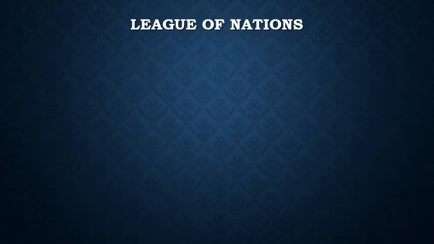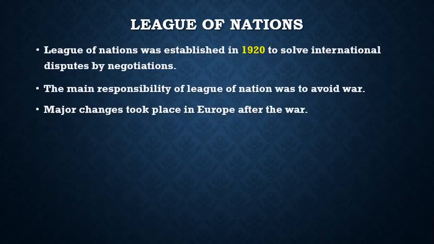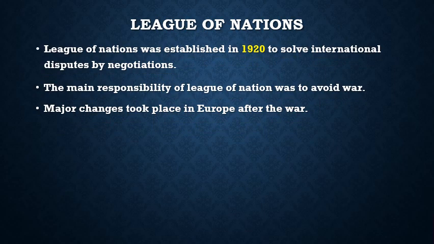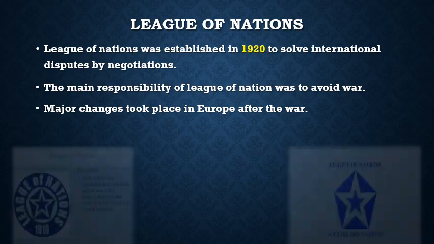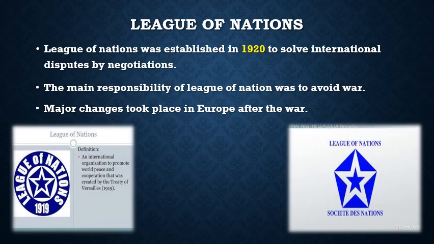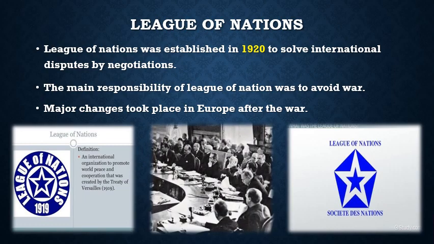At the end of the First World War, all the nations felt that such a war should not happen again and some measures need to be taken to achieve that end. An international organization called the League of Nations was established out of this thinking. It became an important platform to solve the international disputes and carry out negotiations. The main responsibility of the League of Nations was to avoid war.